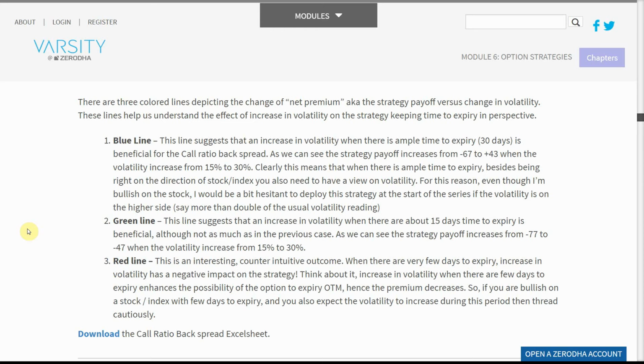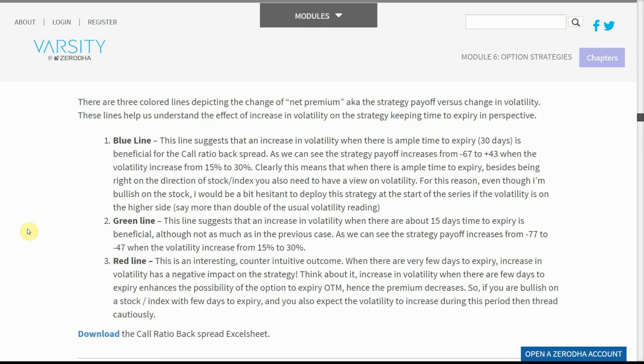For this reason, even though I'm bullish on this stock, I would be a bit hesitant to deploy this strategy at the start of the series if the volatility is on the higher side, say more than double the usual volatility reading.